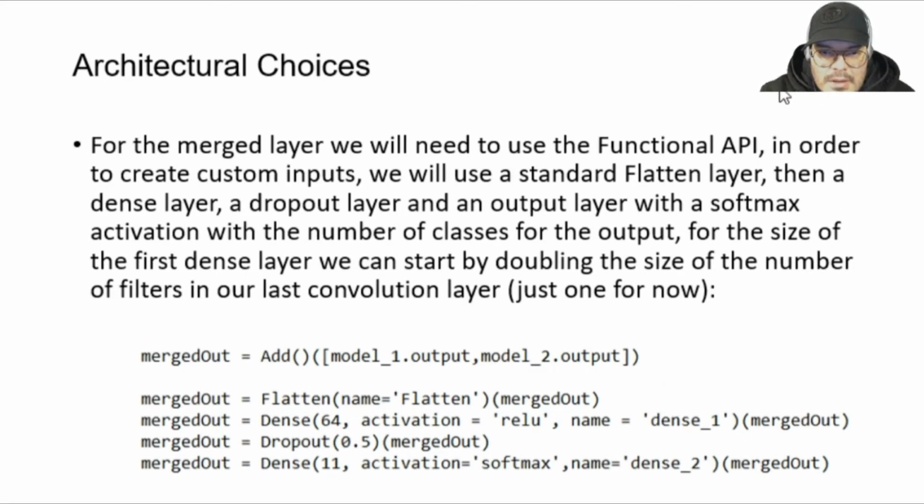For the merge layer, we're going to need to use the functional API, in order to create custom inputs. So we will use the standard flattened, dense, dropout, and an output layer with a softmax activation with the number of classes for the output. So for the size of the first dense layer, we can start by doubling the size of the number of filters in our last convolution layer from the towers.